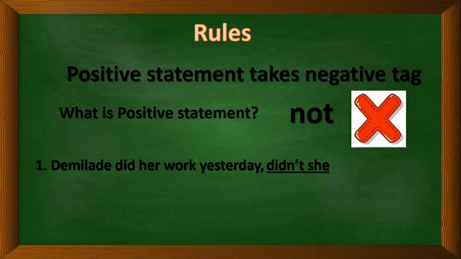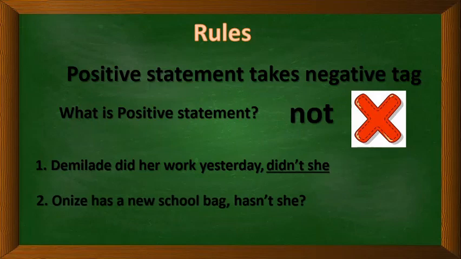Let's take another example here. Onize has a new school bag, hasn't she? If you look at the expression, Onize has a new school bag, is there a not there? No. But remember your drill you did, has not becomes what? Hasn't. So has not, is there not in it? Yes, that is why hasn't is here as an expression that is correct as a negative tag.